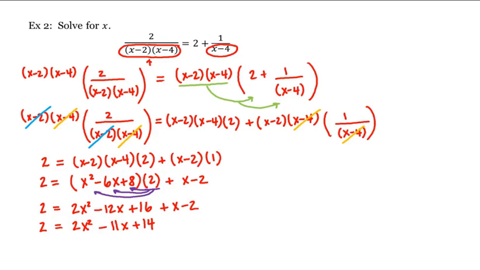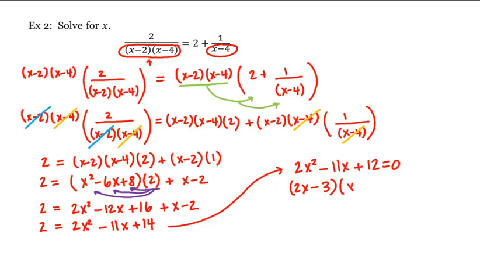And now bringing all the terms to one side gives us 2x squared minus 11x plus 12 is equal to 0. And this left-hand side will factor into (2x − 3) times (x − 4). Now we have a product of factors equal to 0, which means either the first factor is 0 or the second factor is 0. When the first factor is 0, we get x is equal to 3/2, and when the second factor is 0, we get x is equal to 4.